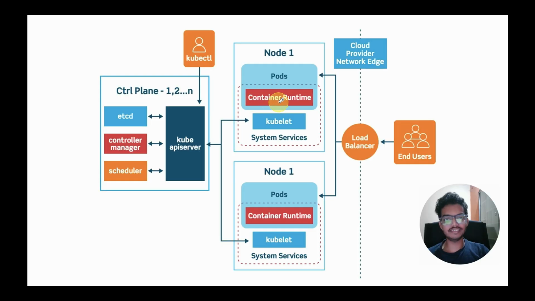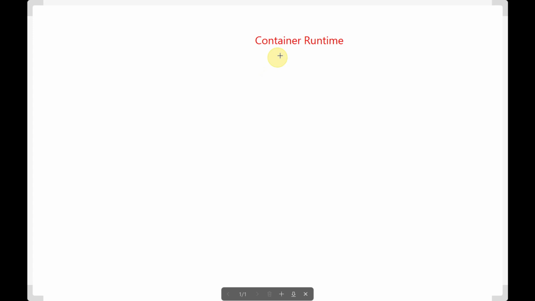The next component is container runtime. So container runtime is responsible for managing the containers in the node. Let's check this out in detail now. So container runtime will work under the kubelet to pull the container images, start the containers, and manage their lifecycle. Actually, container runtime is software that will handle the low-level task of running the containers. Let's see the key responsibilities of container runtime.